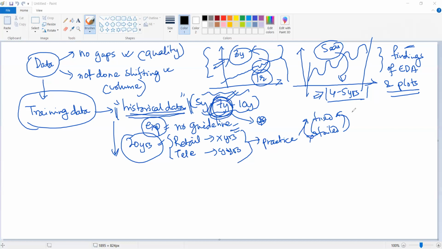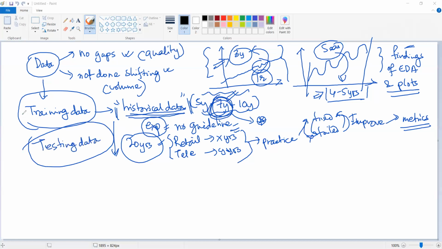But how does one improve? I need to understand where it is failing, and this is where metrics come in handy. I need to have some metrics, and I also need to validate. So, just like any other machine learning case, I'm going to have training data and testing data. The testing data is going to work as my validation set.